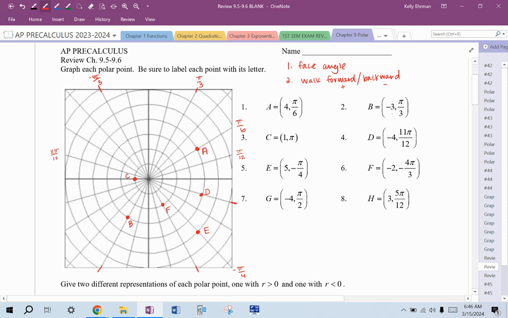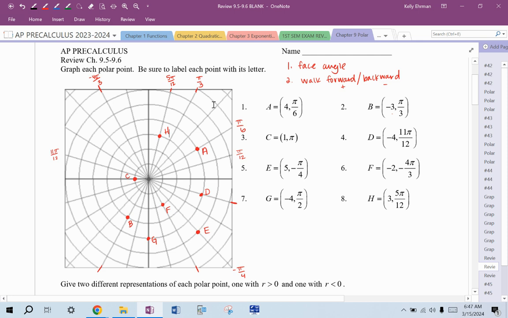And then we're facing pi over 2, but going back 1, 2, 3, 4. Here's G. And face 5 pi over 12. Again, that's almost 6 pi over 12. 6 pi over 12 would be pi over 2. So 5 pi over 12 is right here. Oops, I didn't mean to write H there. So that's 5 pi over 12. And you can also get that by counting. 1 pi over 12, 2, 3, 4, 5 pi over 12. Anyway, and then walk forward 1, 2, 3 units. That's H.